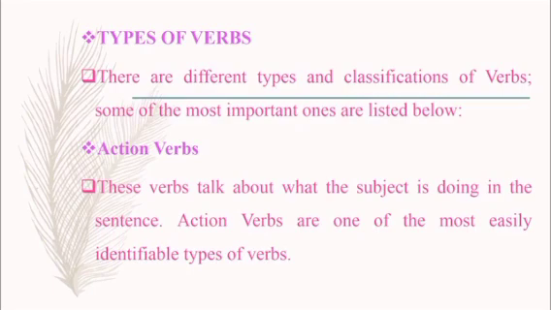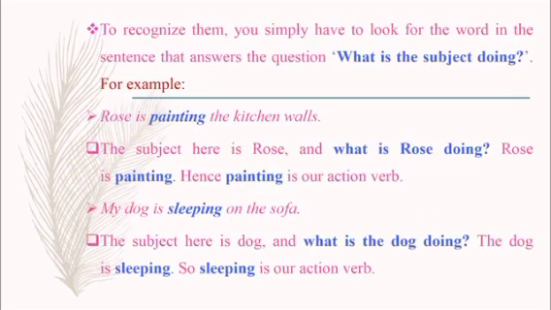The first one is action verbs. These verbs talk about what the subject is doing in the sentence. Action verbs are one of the most easily identifiable types of verbs. So, to recognize them, students, you simply have to look for the word in the sentence that answers the question, what is the subject doing?